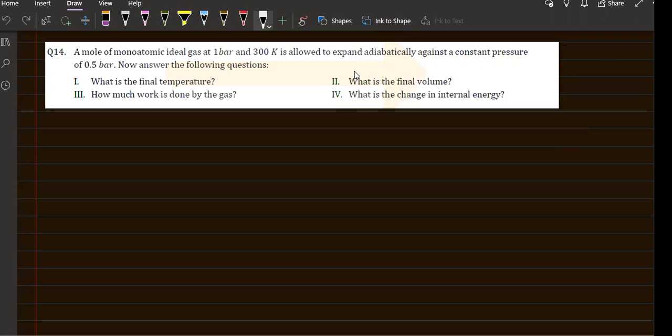In order to find final temperature, final volume, you should have the initial pressure, initial volume. So initial pressure P1 is given. What is that? 1 atm or 1 bar. 1 bar. Temperature is 300 Kelvin. Number of moles, 1. Now, what is V1? V1 is nRT by P1. Yes or no? Can you find?